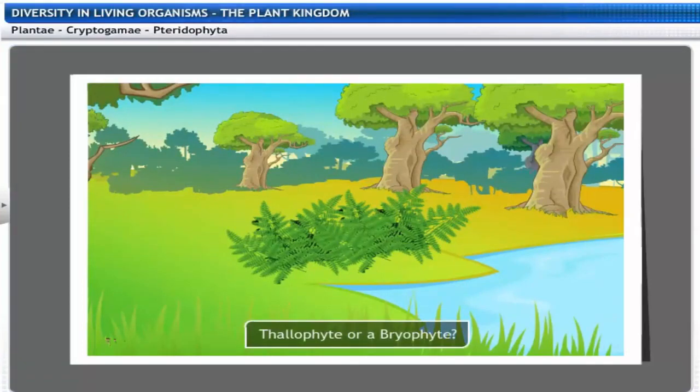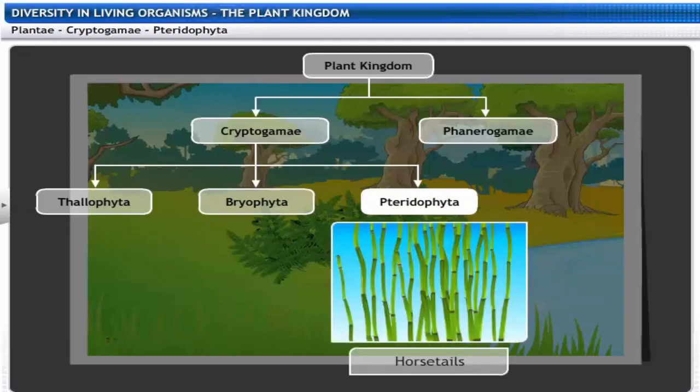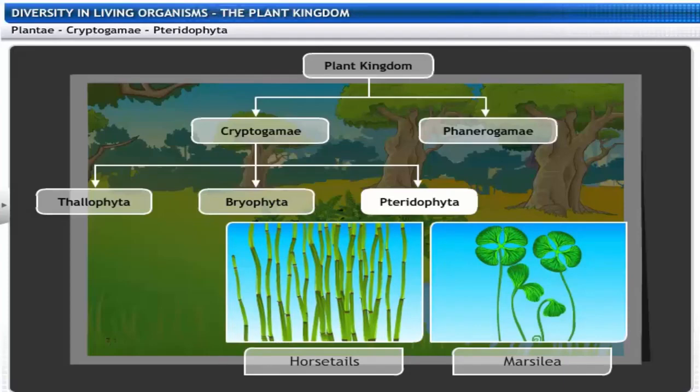As you can see, this plant has well-formed leaves. What do you think it is? A thallophyte or a bryophyte? Well, actually, it belongs to neither of the two groups. This plant is a fern, and it belongs to the third group under Cryptogamae. This third group is known as Pteridophyta. Horse tails and Marsilea are also pteridophytes.